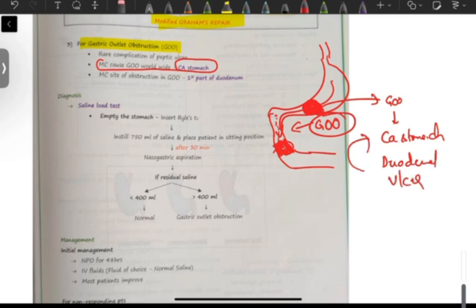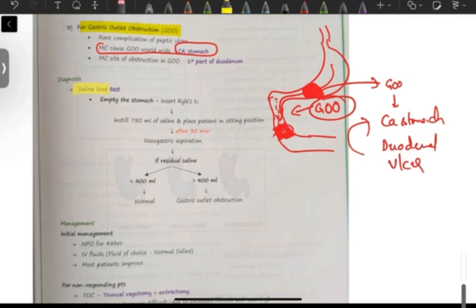Okay, so how will we diagnose if there is a gastric outlet obstruction or not? We'll diagnose it through a test called the saline load test. What we'll do here, we'll empty the stomach, insert a Ryle's tube. After this, through the Ryle's tube, we'll put 750 ml of saline, that is almost 3/4 liter of saline, and place the patient in sitting position. Okay, after 30 minutes, we'll aspirate the nasogastric tube. We have put 750 ml, so we'll try aspirating it. If there is residual saline of more than 400 ml, then there is gastric outlet obstruction.